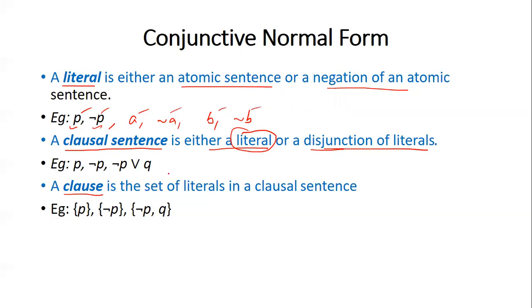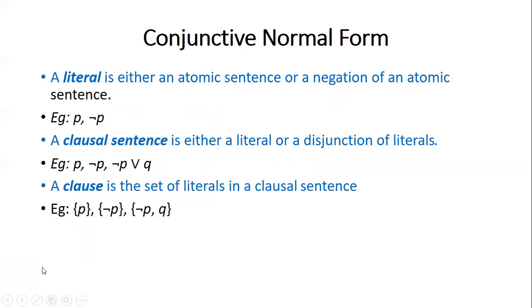Apart from this, if you have something like A or B, or P or Q, all these are also clausal sentences. Here we have P, not P or Q. This is also a clausal sentence. So basically a clausal sentence is either a literal or a disjunction of literals.